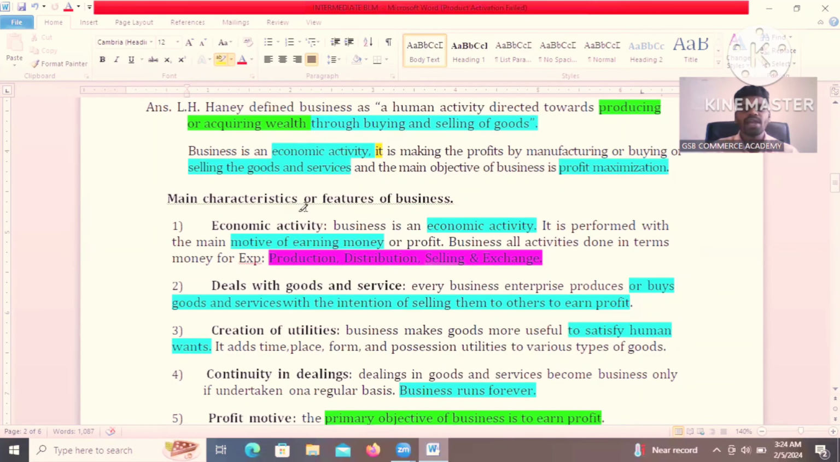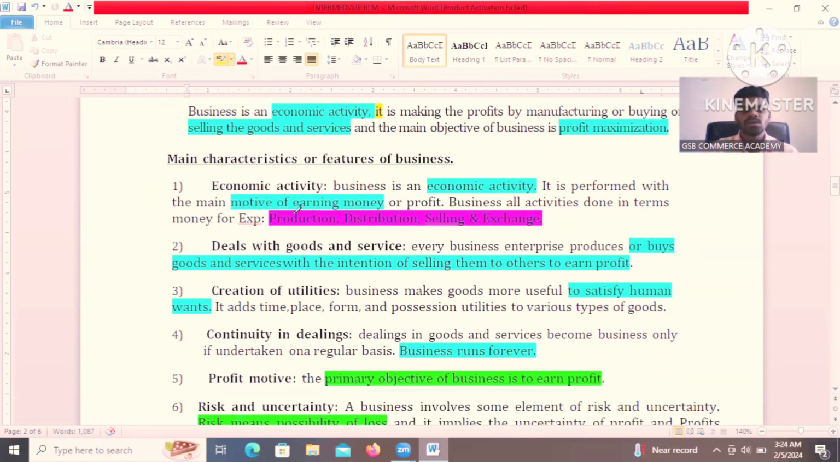And what are the main characteristics, or main features, of business? The first one is that business is an economic activity. I said already in the last class, human activities can be classified into two types, economic activities and non-economic activities. Business comes under the economic activity category.